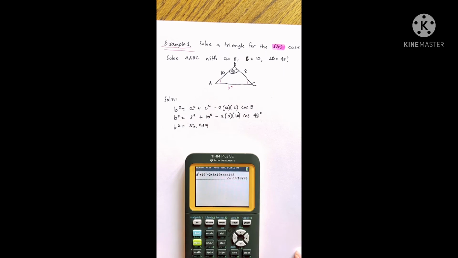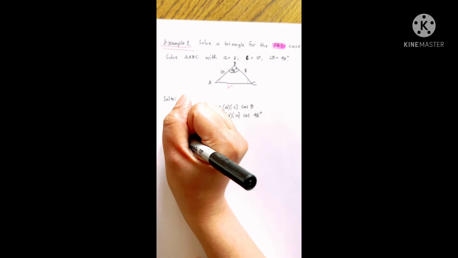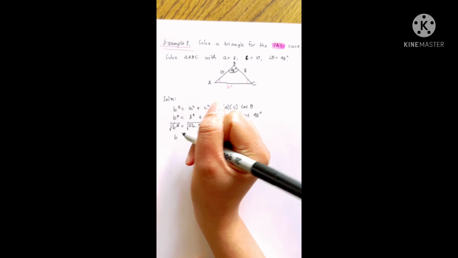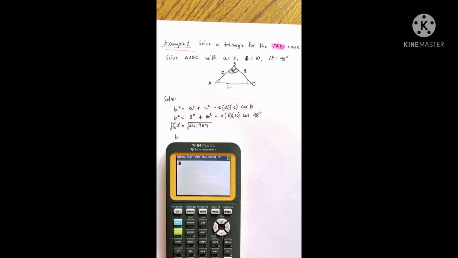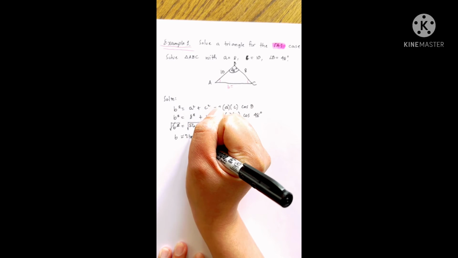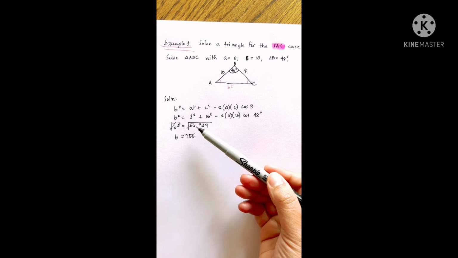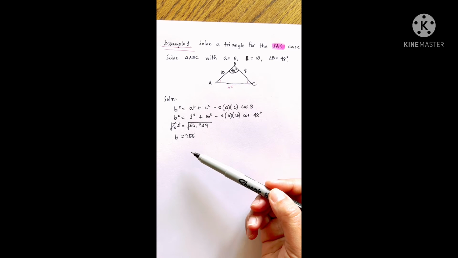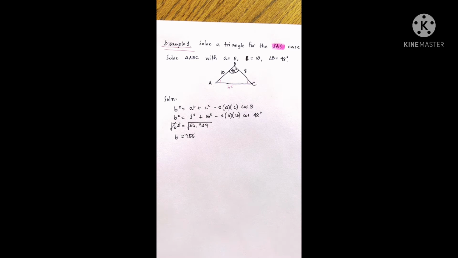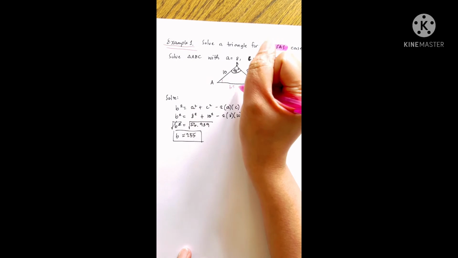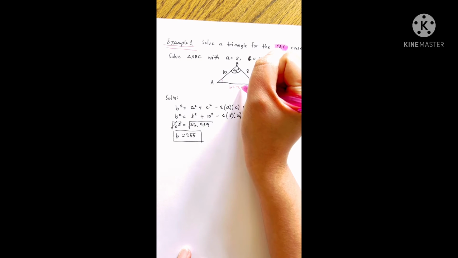Right after that, we're gonna take the square root of each side to isolate b. So the square root of 56.939 is approximately equal to 7.55. We're gonna use the positive value since we are dealing with lengths or measurements. Let's write this 7.55 over here really quick.